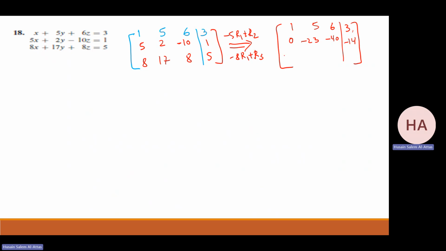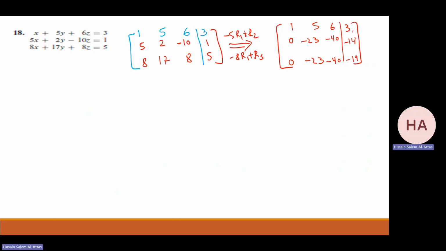This is -8 and add, that will be 0. -8 and add, -23. -8 and add, it will be what? -40. -8 and add, -24 plus 5, -90.